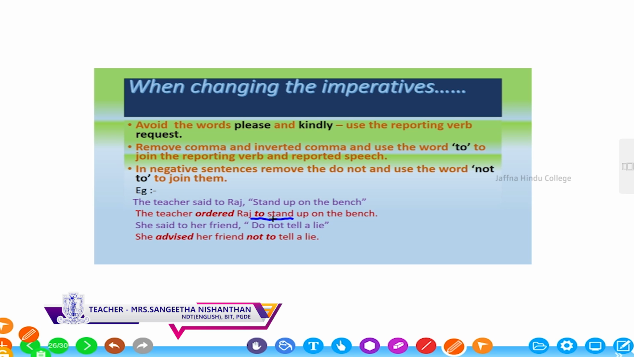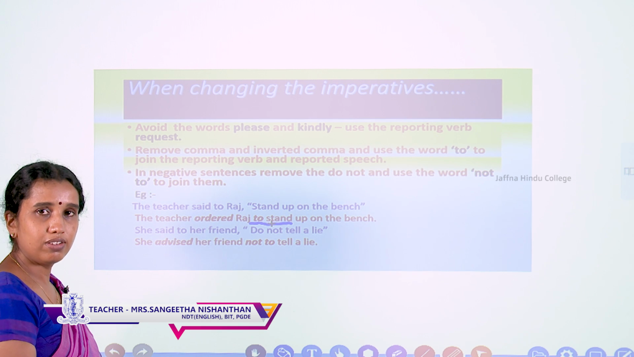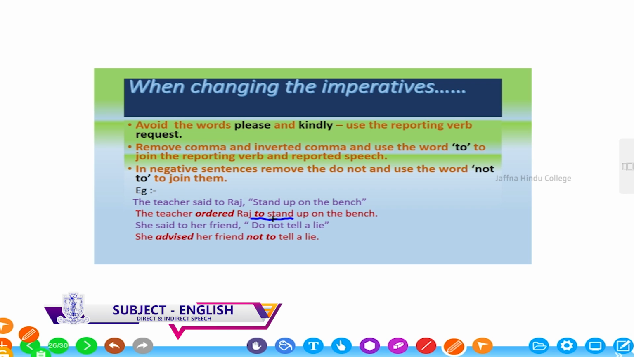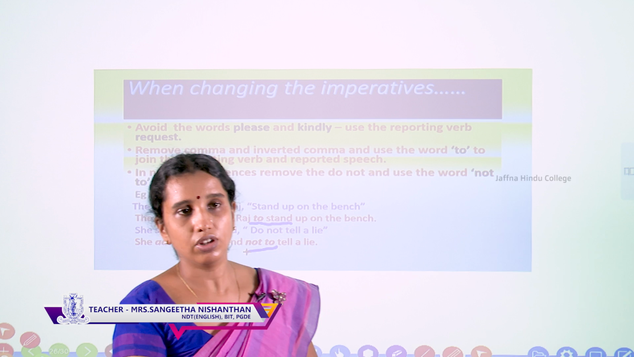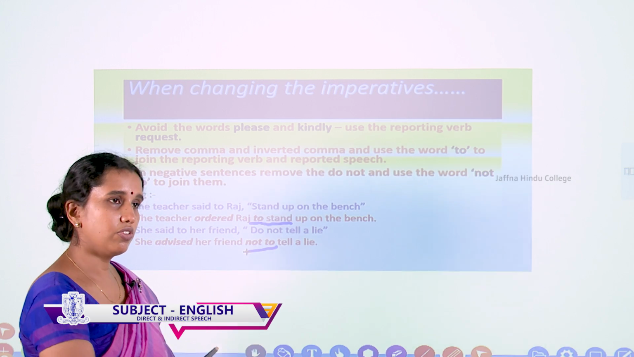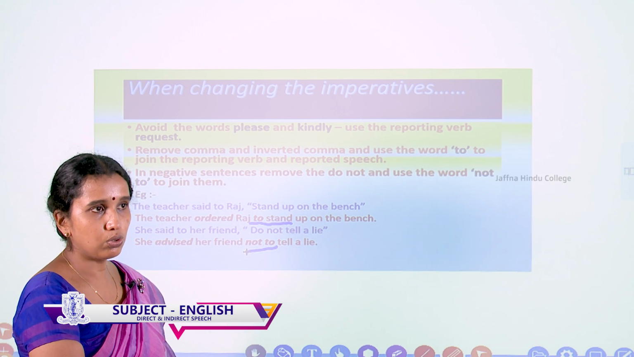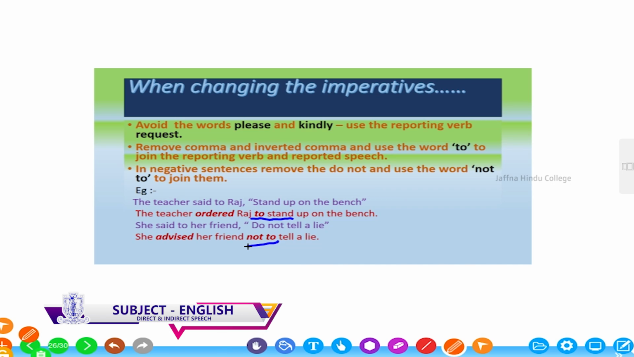She said to her friend, do not tell a lie. This is a negative advice. So she advised her friend not to tell a lie. If the direct speech says do not, we write it as not to. If it is positive, do, we use to.